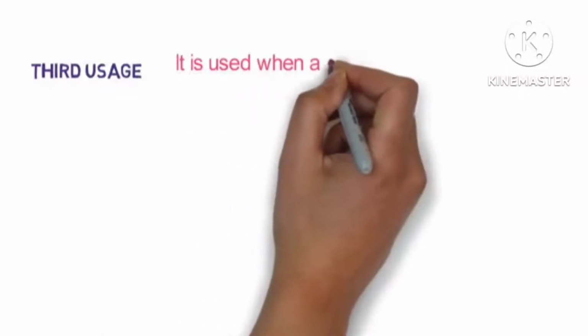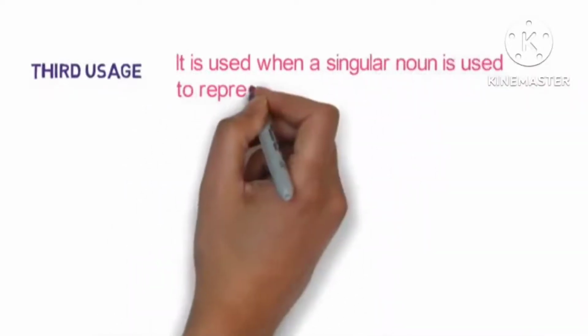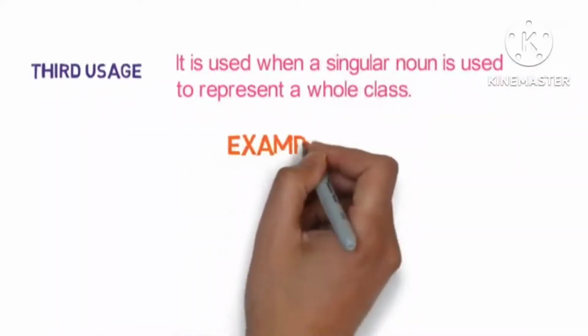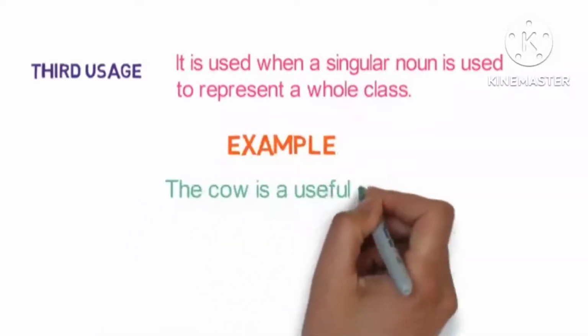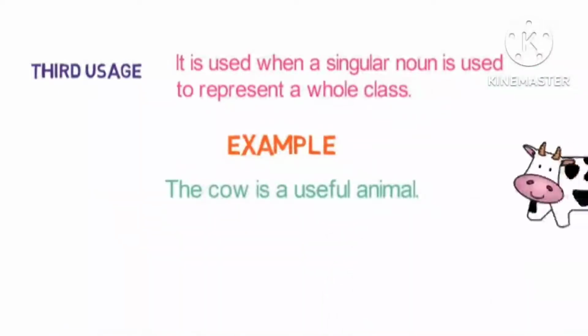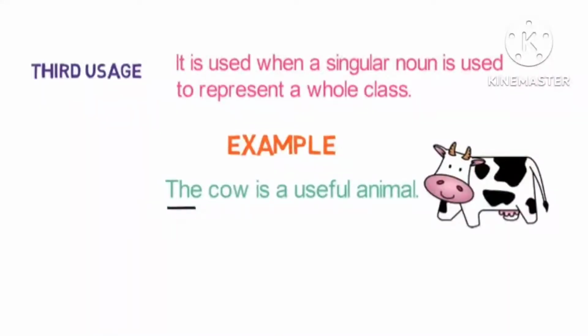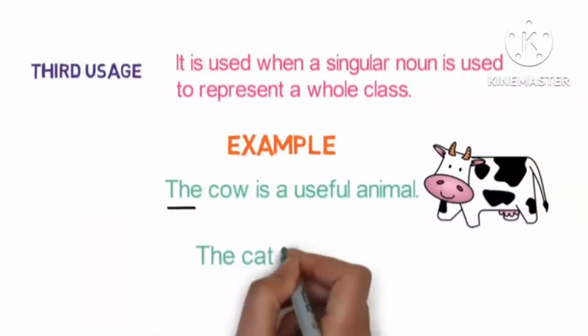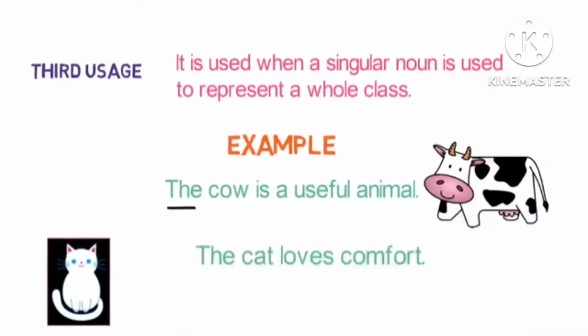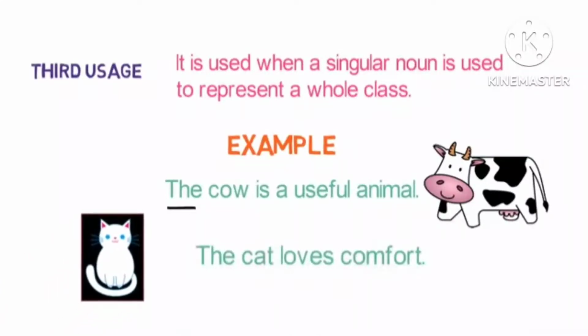Let's look into the third usage. It is used when a singular noun is used to represent a whole class. For example, the cow is a useful animal. Here we are talking about the whole class of cow, so the is used. Let's look into one more example. The cat loves comfort. Here we are talking about the whole class of cat. That's why the is used.